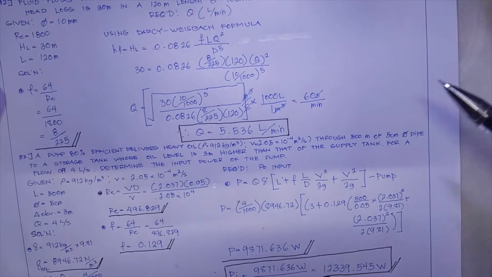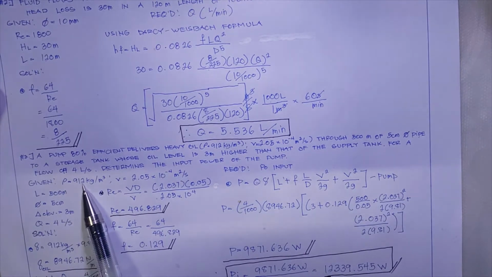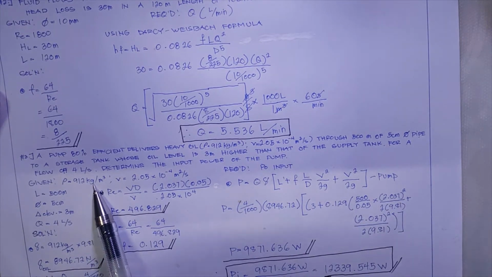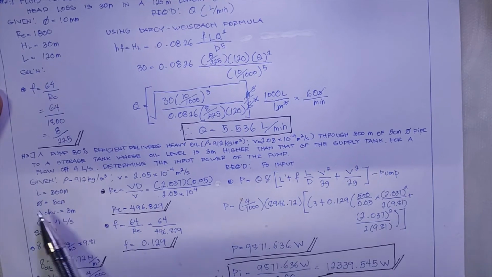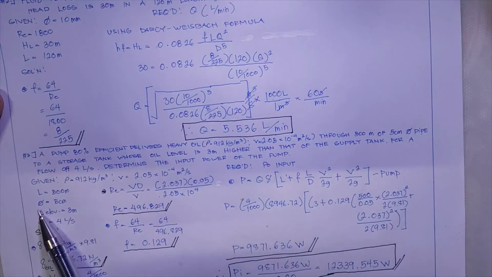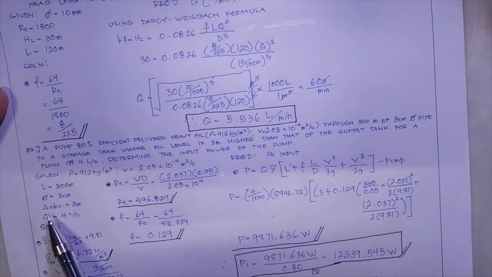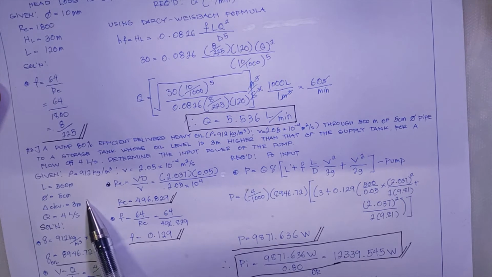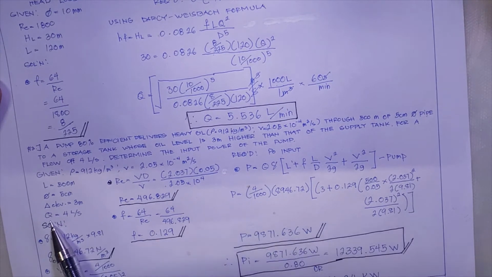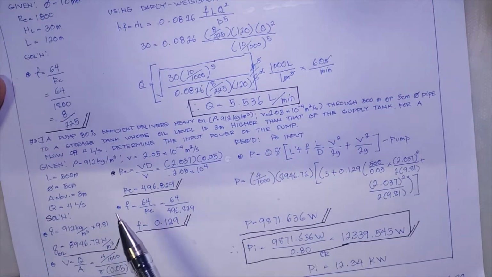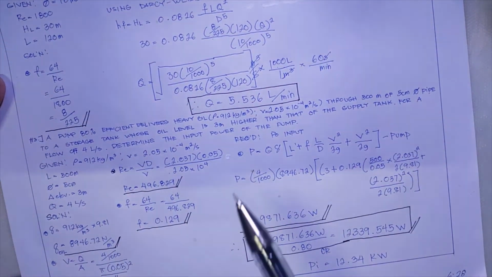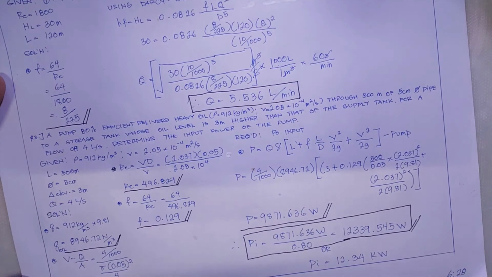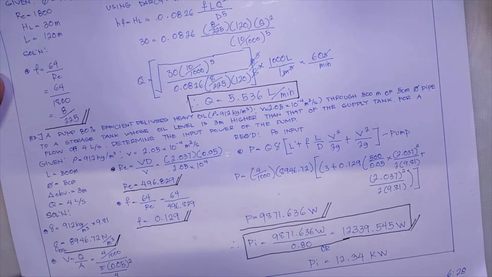So, the givens are the density, which is 912 kilograms per cubic meter, the length, which is 500 meters, the diameter, which is 5 centimeters, the change in elevation, which is 3 meters, which is the difference in height of the two storage tanks, and the discharge, which is 4 liters per second. So, solution. In getting the value of Pi, we will first start by finding the velocity and other factors.